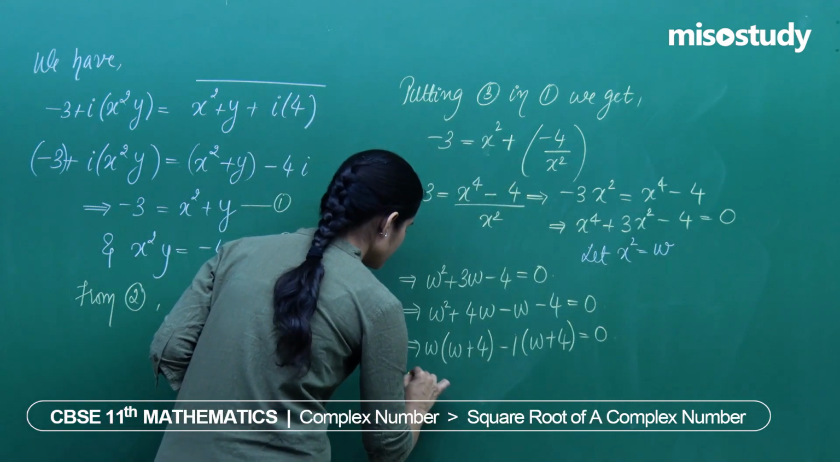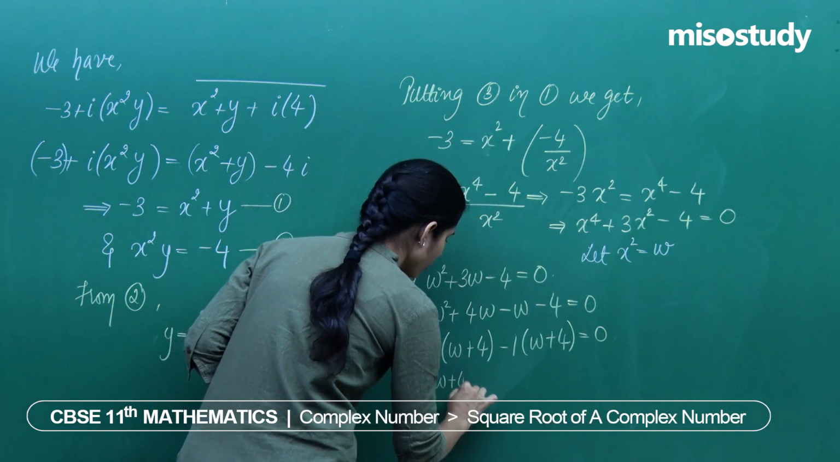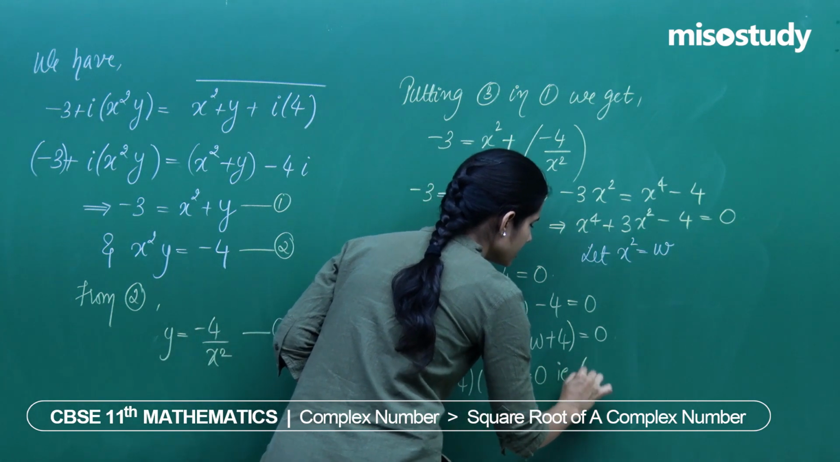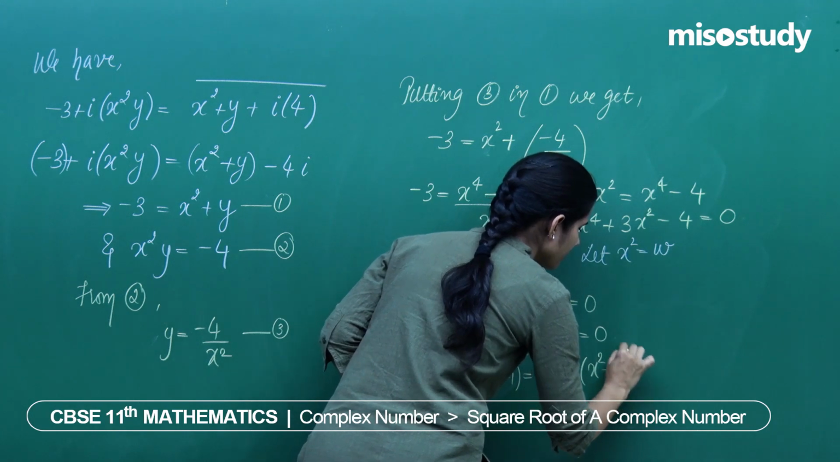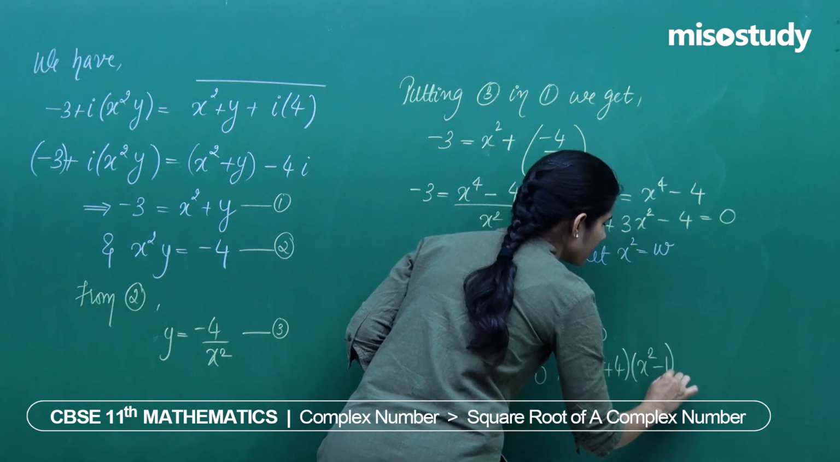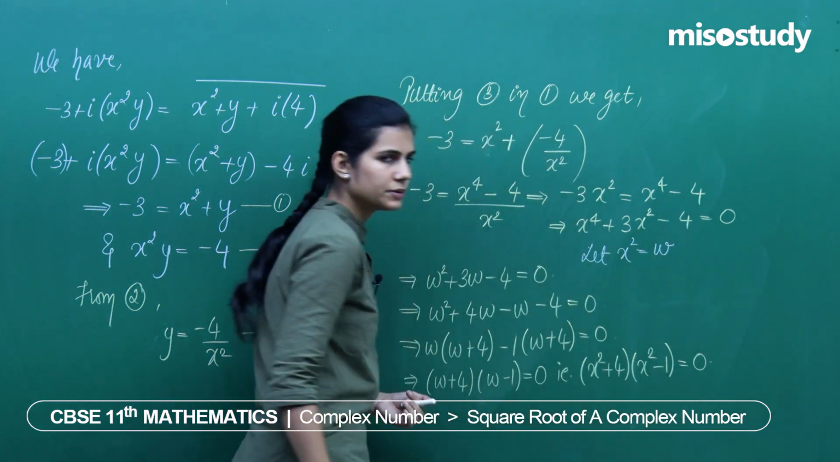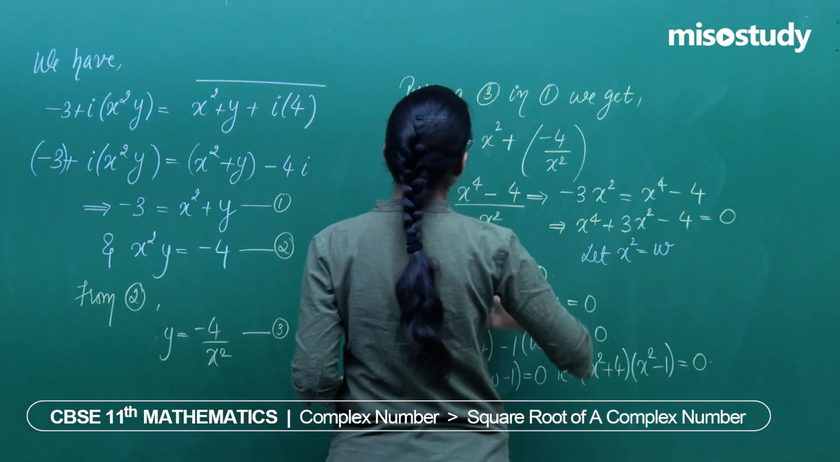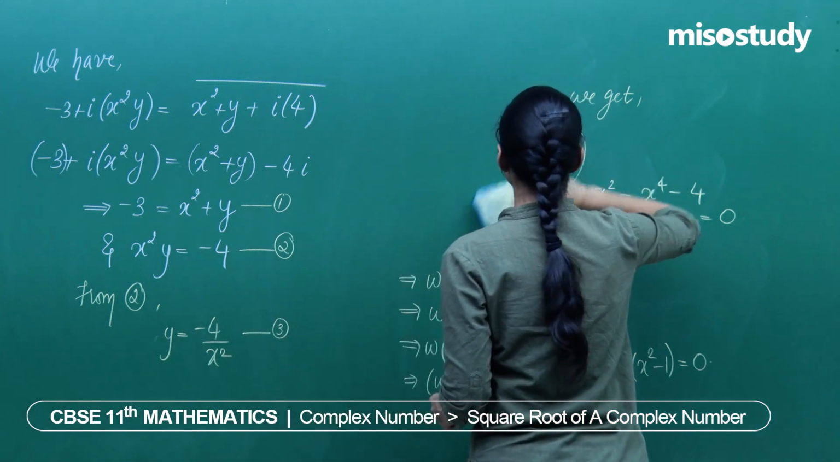So you have got (w + 4)(w − 1) = 0. With w = x², this is (x² + 4)(x² − 1) = 0. This implies x² + 4 = 0 or x² − 1 = 0.